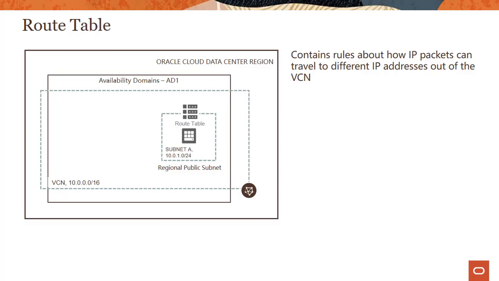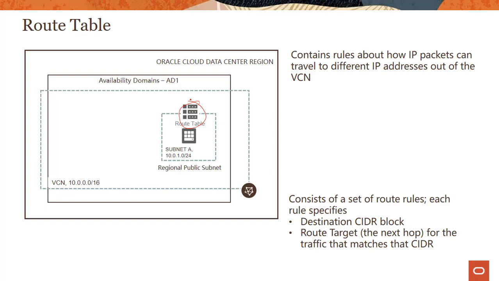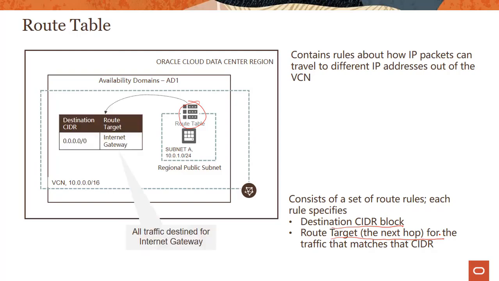A route table contains rules about how IP packets can travel to different IP addresses out of the VCN. So right here you can see there is a route table which is attached to the subnet. Now what does the route table consist of? It consists of a set of route rules. Each rule specifies a destination CIDR block, and it specifies the route target, the next hop for the traffic that matches that CIDR. So what exactly do we mean?